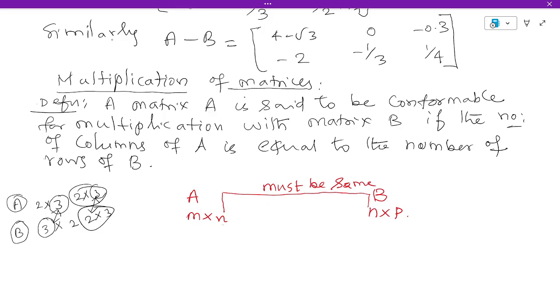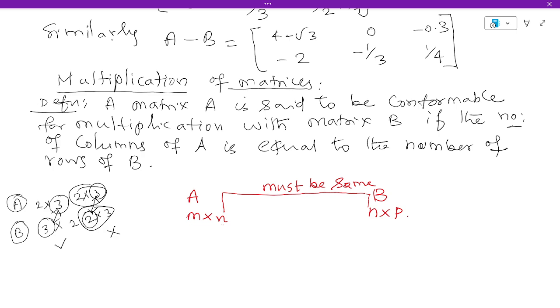we are not able to multiply these two matrices. See, the number of columns is 3, but the number of rows is 2. We are not able to multiply. This is the correct one, this is the wrong one. So in case this condition is satisfied, then only we can multiply. If the condition is not satisfied, we are not able to multiply these two matrices.